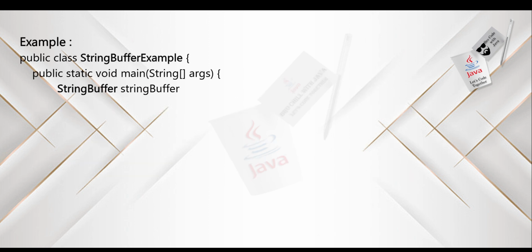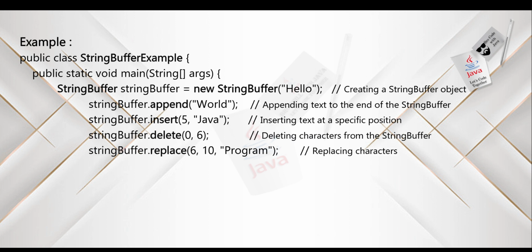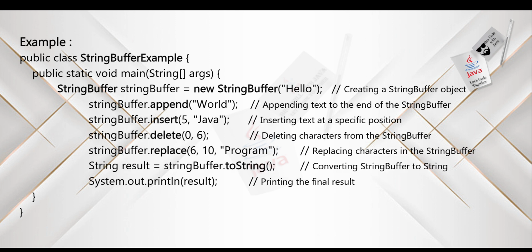Here is an example in the given class. The class name is StringBuffer example and we are creating an object of StringBuffer and using its respective methods. The method append, world, appends the specified string to the end of the string buffer. The method insert, where 5 is the offset and Java is the string, inserts the specified string at the specified position in the string buffer.